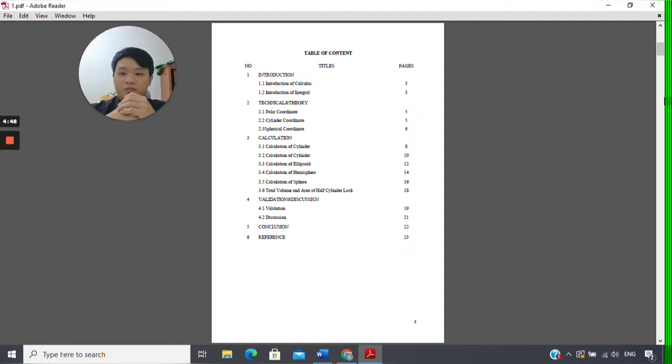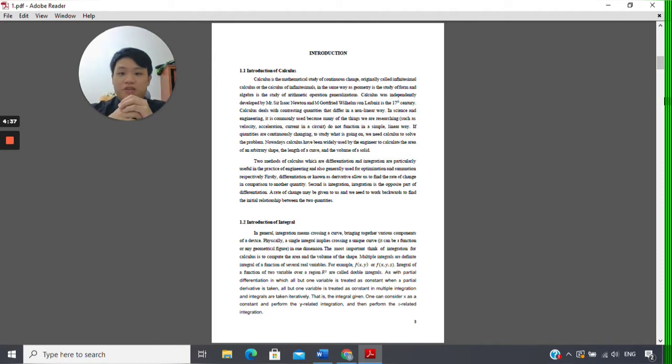This is my table of content, which includes introduction, technical and theory, calculation, validation and discussion, conclusion and reference. In my introduction, I've included introduction of calculus and introduction of integral. Basically, my introduction of calculus talks about who the developer of calculus is, what the function of calculus is in our real life, and how we apply it in the engineering world.